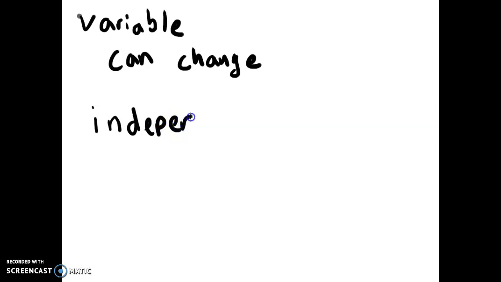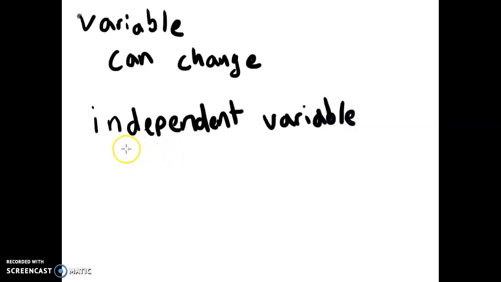And we have what are called the independent variable, which is the variable we change. By we, I mean the experimenter.